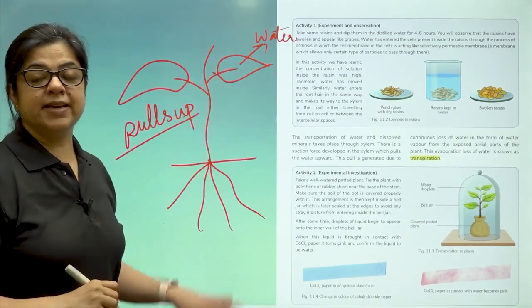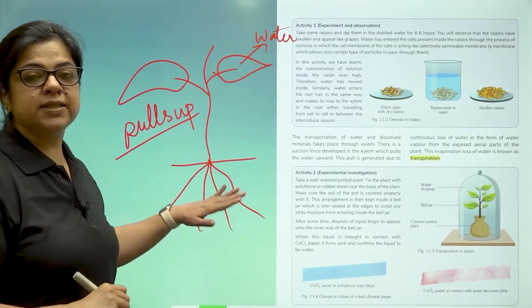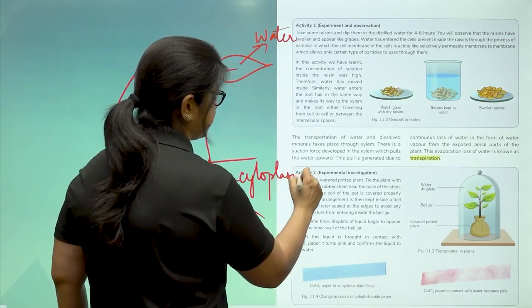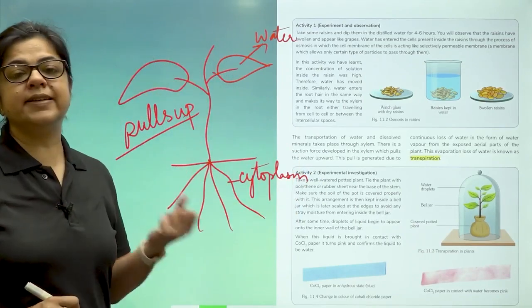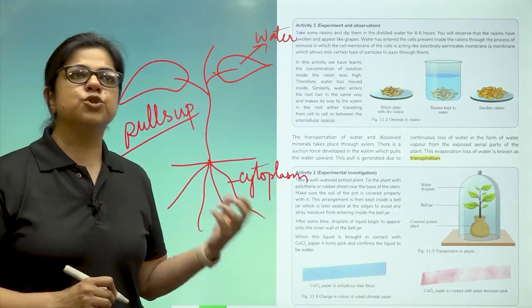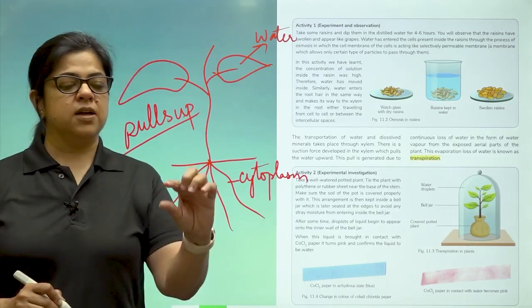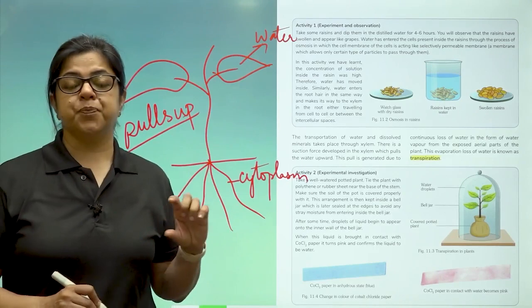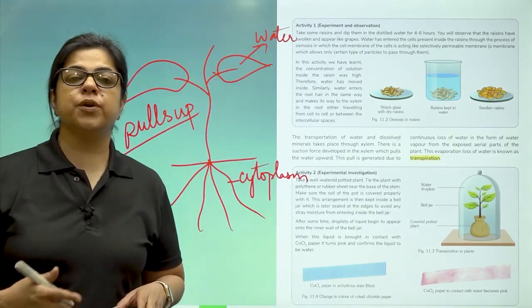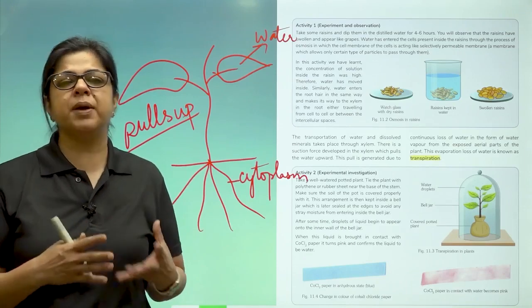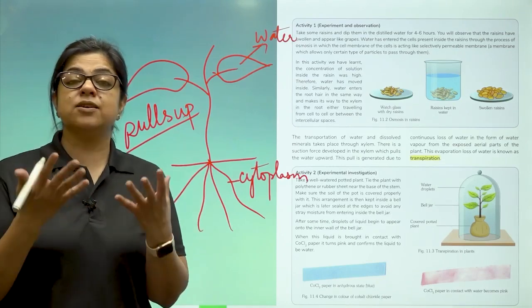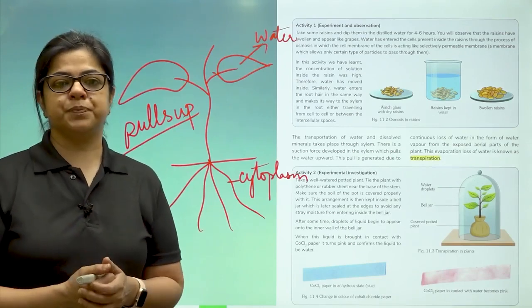Second thing that is taking place inside the roots is that the cells in the roots have a very concentrated cytoplasm. What do you mean by concentrated cytoplasm? So suppose I take half a glass of water and I add 5 teaspoons of sugar in it. So what is it going to become? It is going to become a very lumpy kind of solution even if I keep mixing it for 5 minutes. That's a concentrated solution.